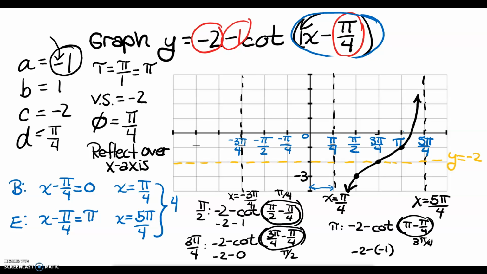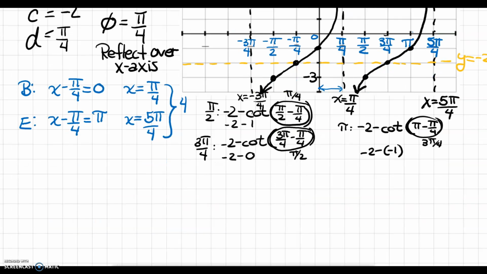And I'm going to just go ahead and mimic my points. This first point is going to be down at negative 3. The second point is going to be on my dashed line. And the third point is going to be at negative 1. So I'm going to draw my graph in. And my graph looks the same. All right, so now let's go ahead and do the second example.